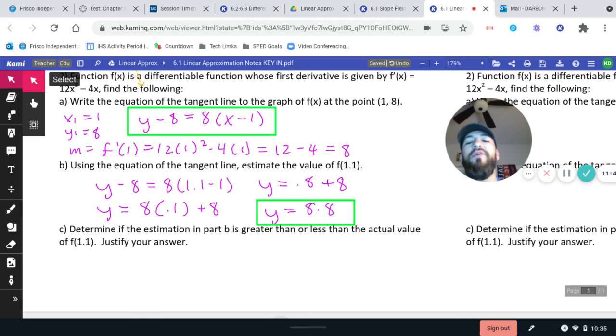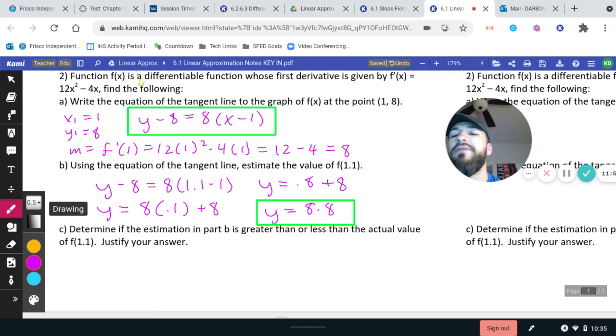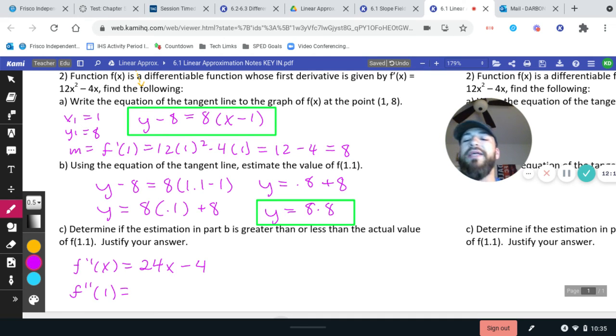So for part C, determine if the estimation in part B is greater than or less than the actual value of f of 1.1. So now I need to go to the second derivative. So taking my derivative, f double prime of x is equal to 12x squared becomes 24x, and 4x becomes just 4. I can do it just at 1. I can be a little lazy. So 24 times 1 minus 4 is equal to 20.